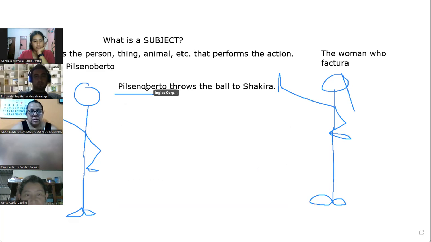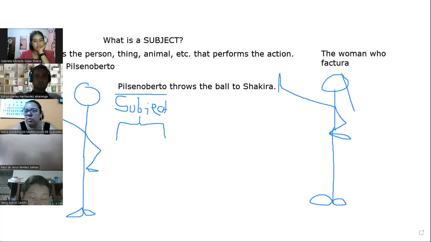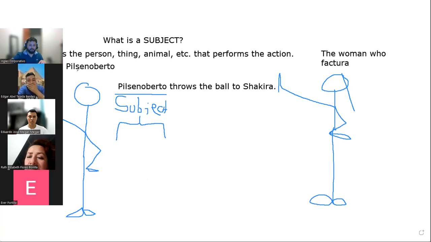Because let's go back to the example of the sentence we had. We know that this is the subject of the sentence. But what type of subject is it? Within subjects, we have something deeper. Subjects are divided into two things. What are they? We have nouns, what we call in Spanish sustantivos, and we have pronouns. Very good.